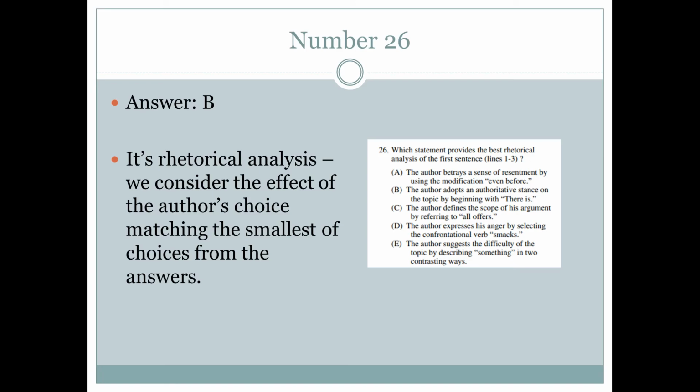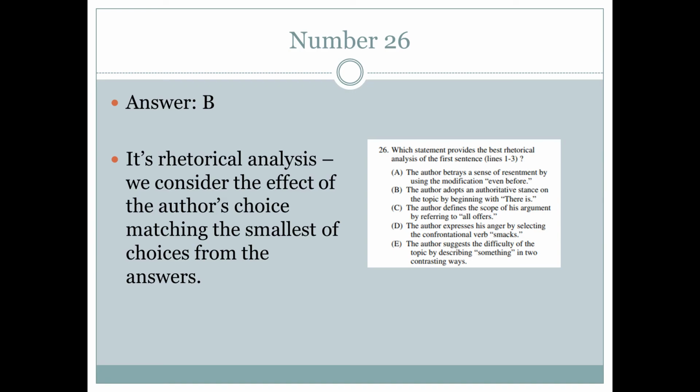Let's talk about process of elimination for this one here. We'll just do one as an example because the explanation on the side is kind of janky. So A, the author betrays a sense of resentment by using the modification "even before." Well, even if that's true, do you get a sense of resentment or betrayal, a tone of that sort? Not really. It's too early to tell. Unless the author really began with a very strong tone towards the subject of laziness, the first one doesn't make sense.